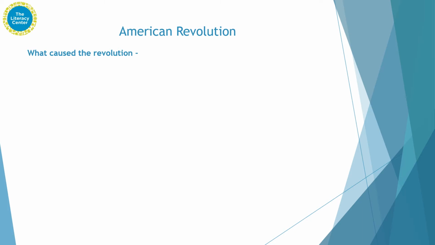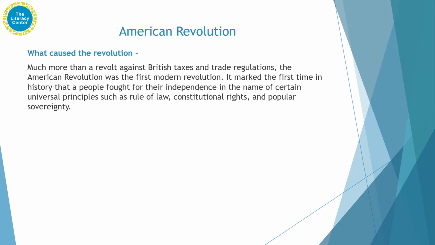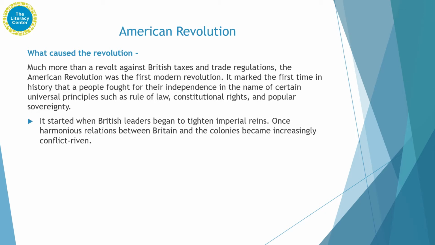What caused this revolution? Much more than a revolt against British taxes and trade regulations, the American Revolution was the first modern revolution in history. It marked the first time in history that a people fought for their independence in the name of certain universal principles such as rule of law, constitutional rights, and popular sovereignty.